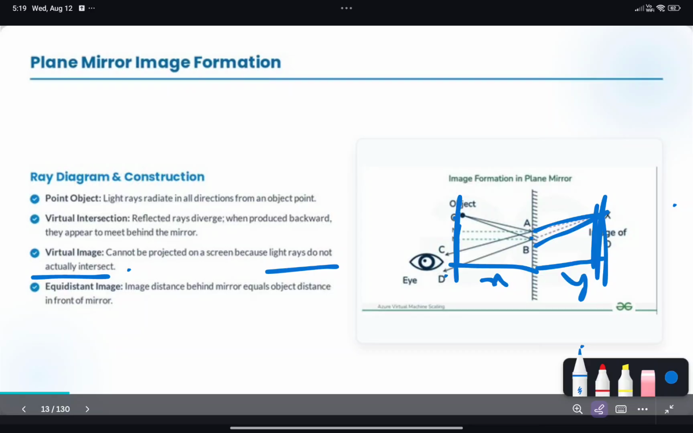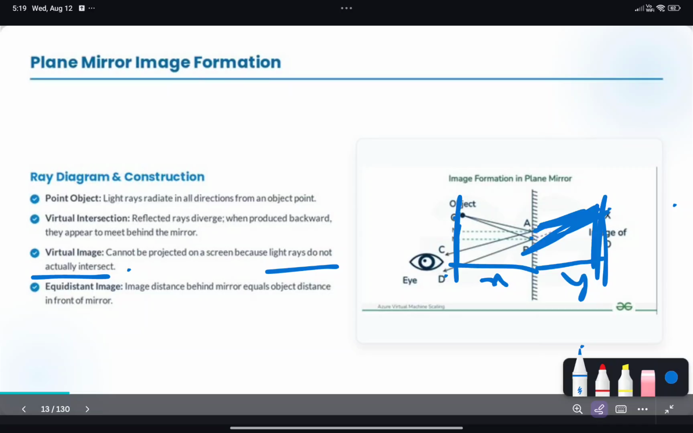Reflected rays diverge. Clear? When produced backward, they appear to meet behind the mirror. It's only an appearance, meeting behind the mirror.